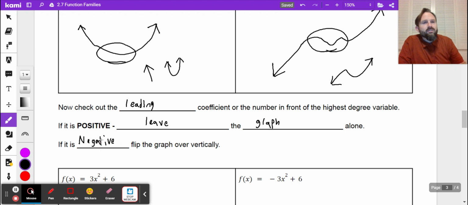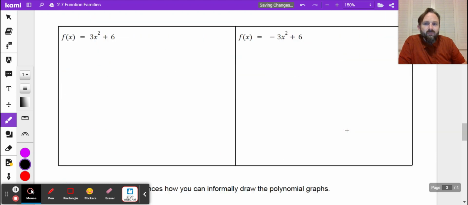Let's do a quick little test run of this. So I have 3x squared plus 6. I don't care about this plus 6. It's going to move it up, but forget that. I only care about end behavior. So I don't even care if that's a 3. The first thing I see is x squared, so I know it's going to look like this.